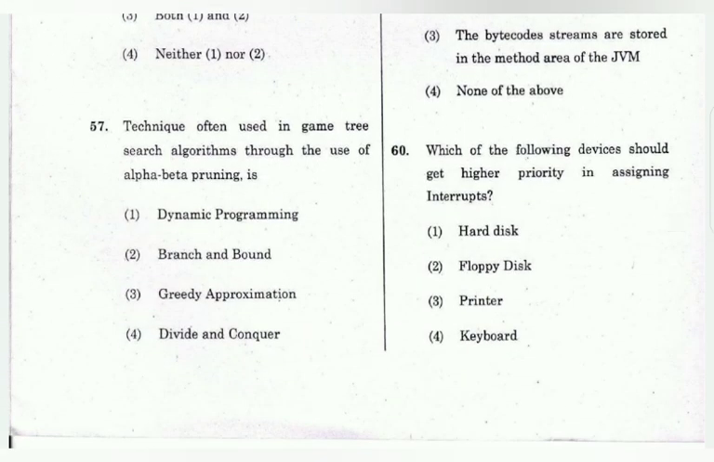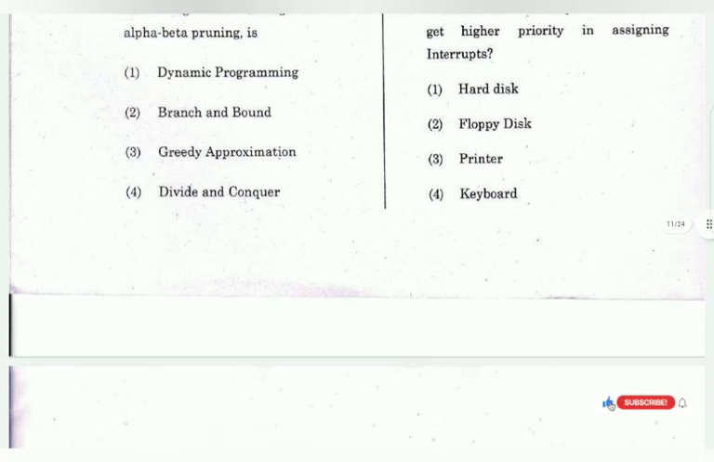Which of the following devices should get higher priority in assigning interrupts? Interrupt priority is assigned based on urgency and response time requirements. Keyboard interrupts require immediate attention for real-time interaction. Hard disk and printer operations can tolerate some delay. So that's why option 4, keyboard, is the correct answer.